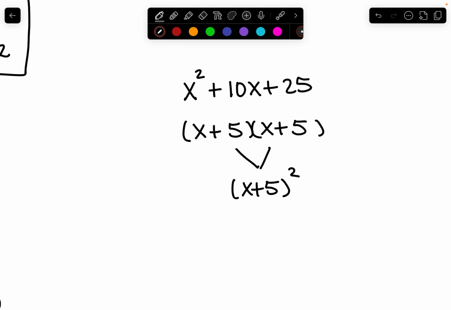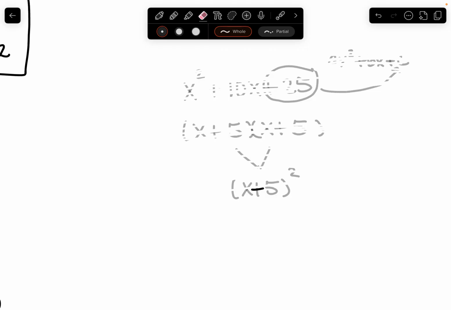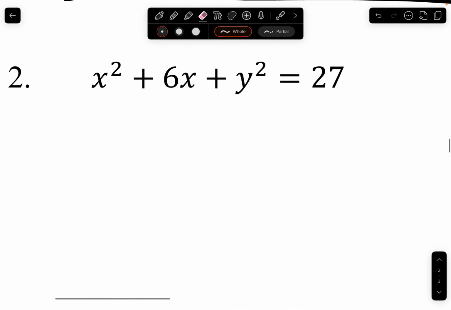So when you complete the square, your ultimate goal is to make this c value, because remember that standard form of a quadratic is ax squared plus bx plus c. I want this c value to make it to where I have a perfect square trinomial. And there's a little tiny baby equation that we get to use. It's not really even an equation, it's a little formula that we get to use to ensure that that happens. So I'm going to show you how to do that.